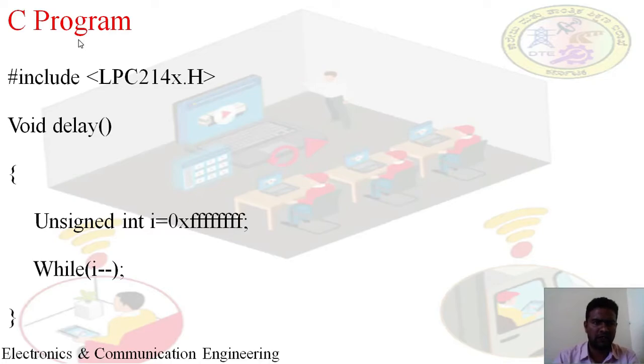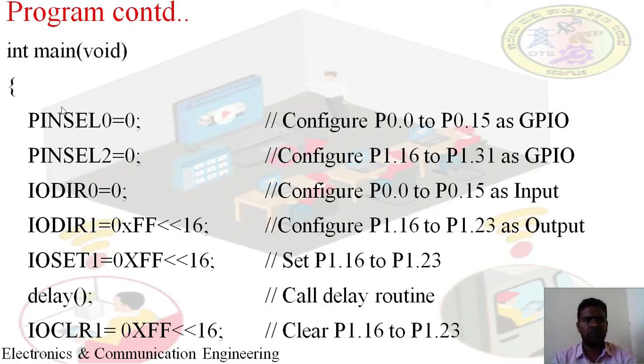Now we shall see the program. So here #include lpc214x.h is the header file, and here we have included the delay subprogram. We have declared a variable I with data type int to some hex value, and we will decrement it till it reaches 0 using a while loop construction. We will decrement the value of I by 1. We have used the looping structure, that is while, and now it is our main part of the program.